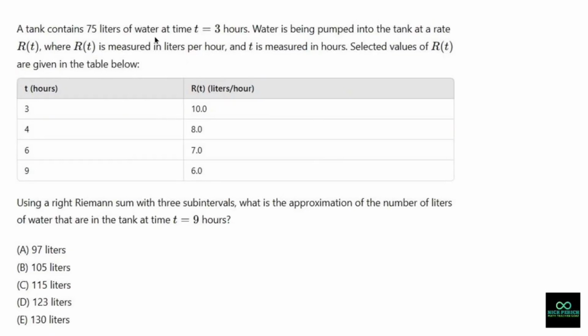Fun. A tank contains 75 liters of water at time t equals 3 hours. Water is being pumped into the tank at a rate r of t, where r of t is measured in liters per hour and t is measured in hours. Selected values of r of t are given in the table below. We have t equals 3, 4, 6, and 9, so those are not constant, that's great. And r of t just goes down kind of nicely. Using a right Riemann sum with 3 subintervals, what is the approximation of the number of liters of water in the tank at time t equals 9 hours?